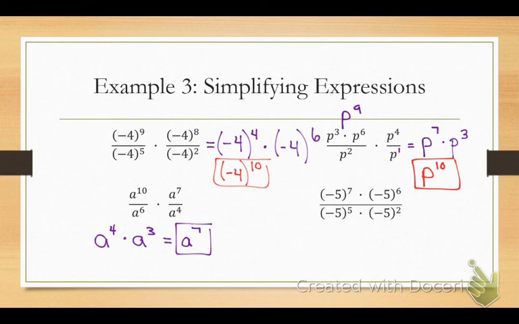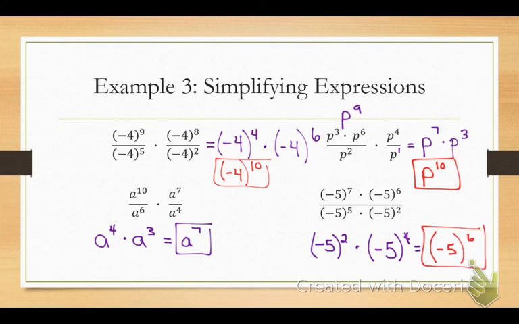Okay, so we simplify the first part first. -5 to the power of 7 divided by -5 to the 5th, so 7 minus 5 is 2. You guys see how I got -5 to the 2nd power times -5 to the 4th power. Did you guys get -5 to the 6th power? Okay, very good.